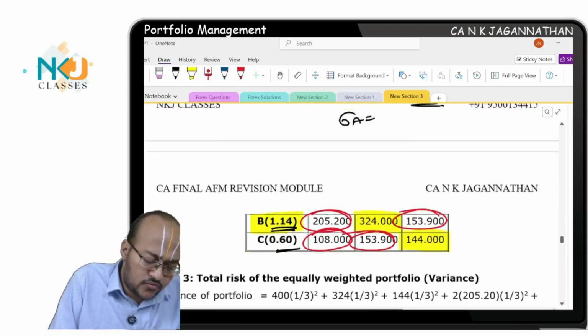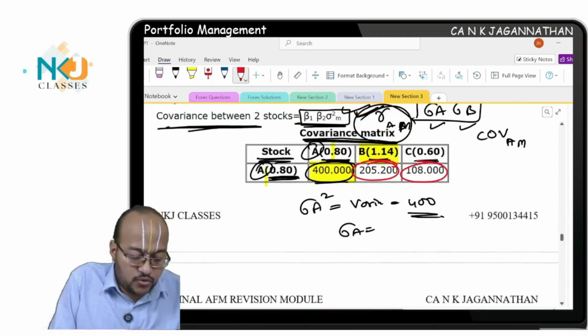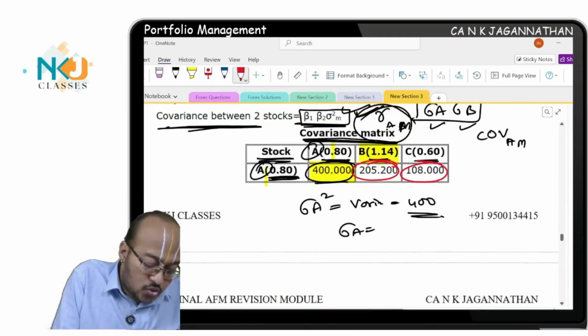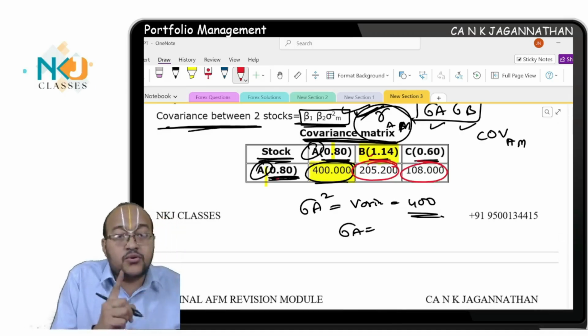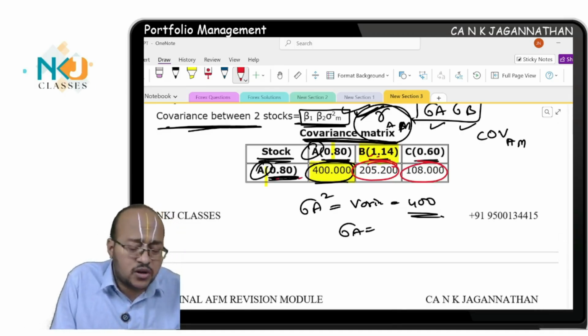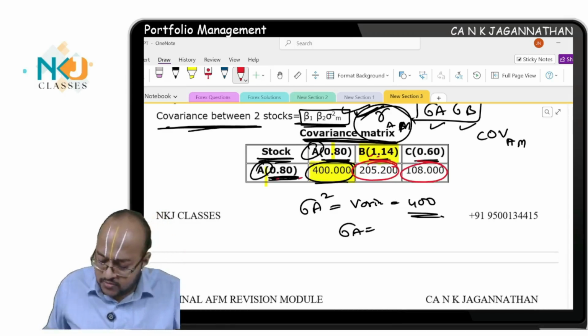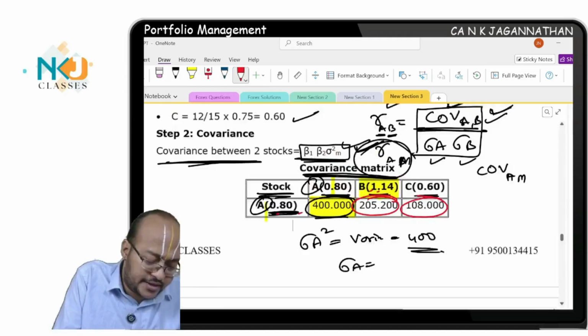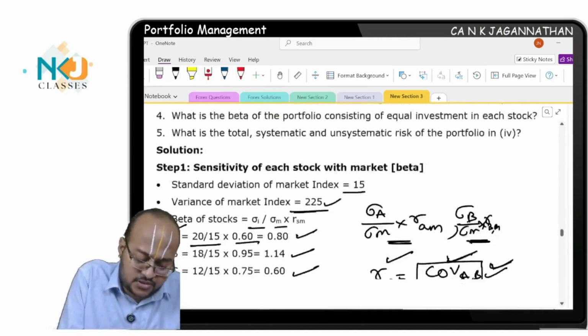Now how do you find them out? Very simple. Just now I told you. How to find the covariance of B and A? Very simple. Beta 1 into beta 2 into sigma square m. Here the market index variance, what is it given as? Very simple.